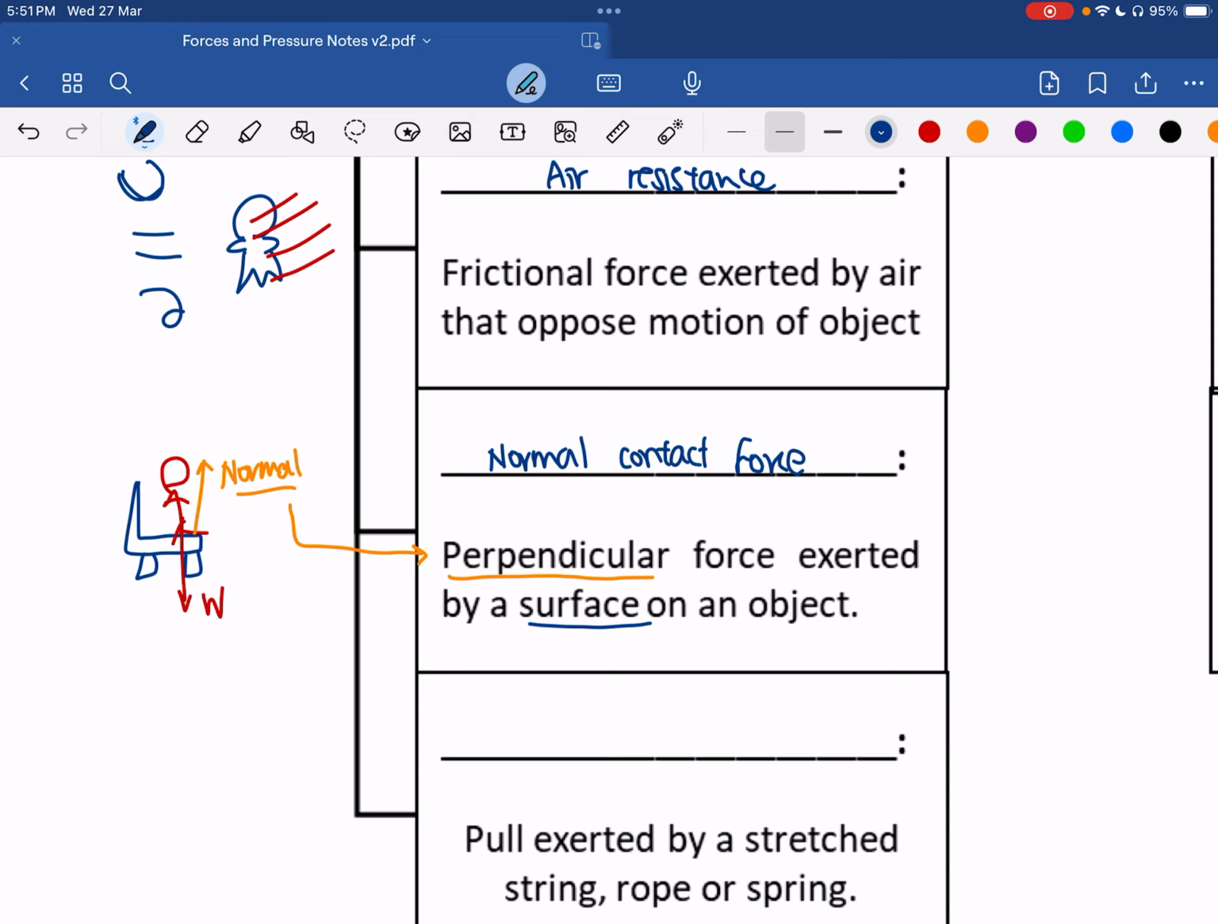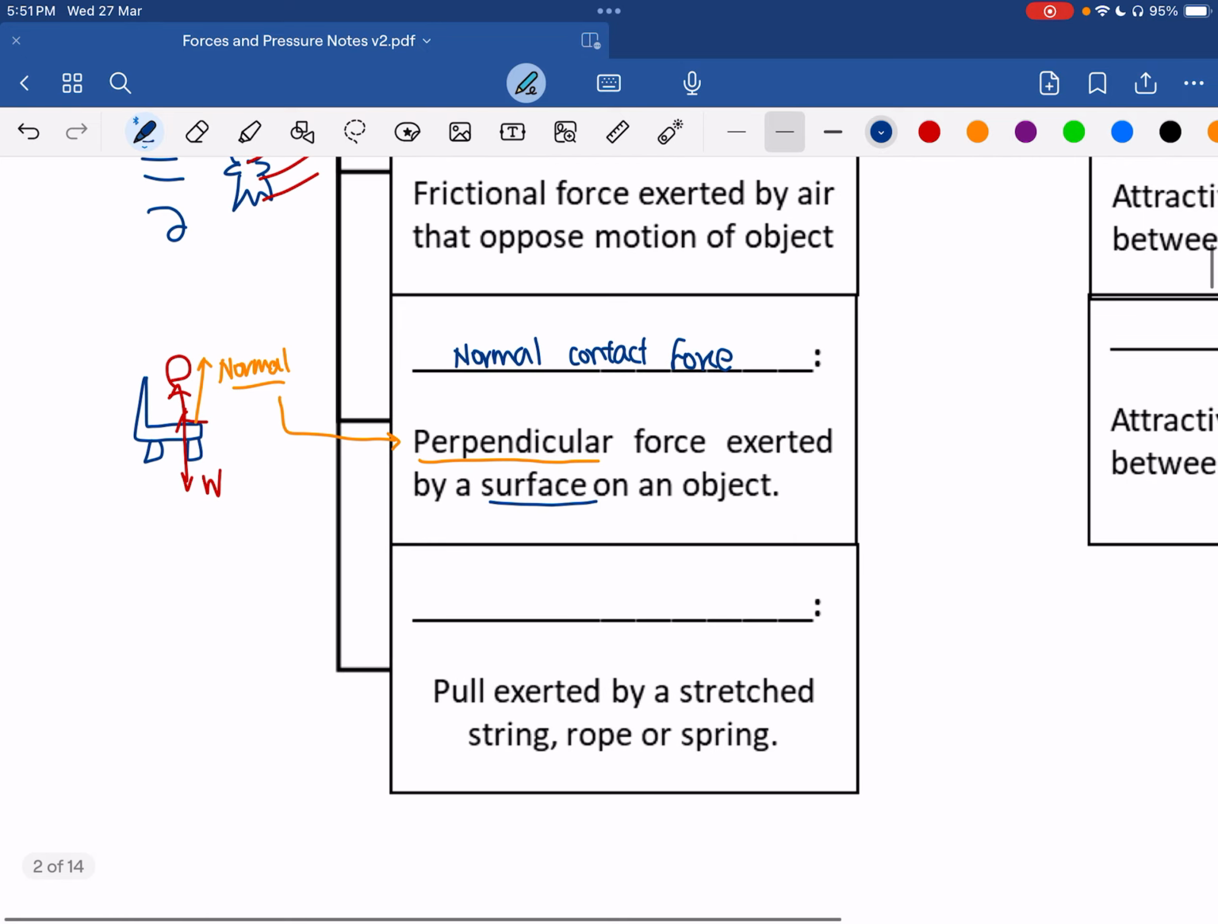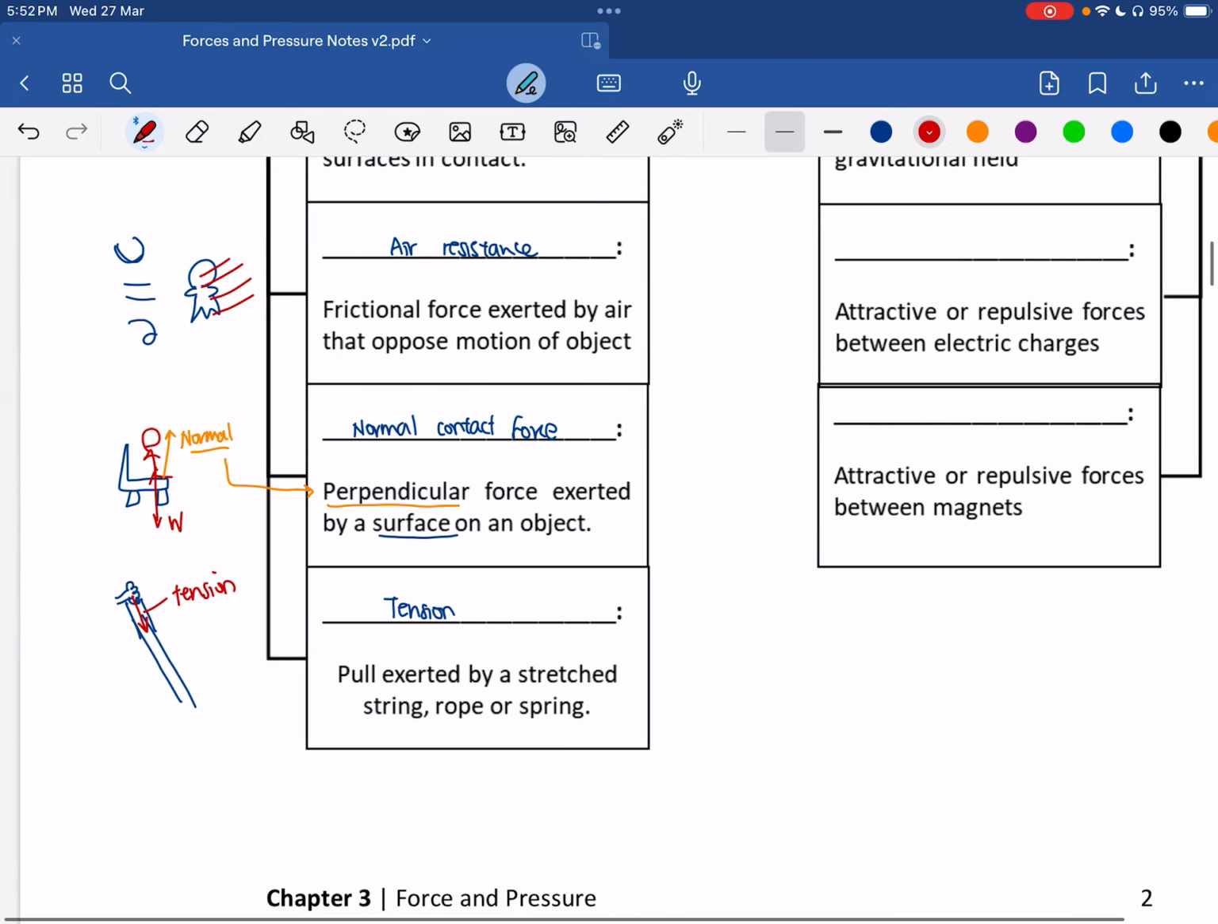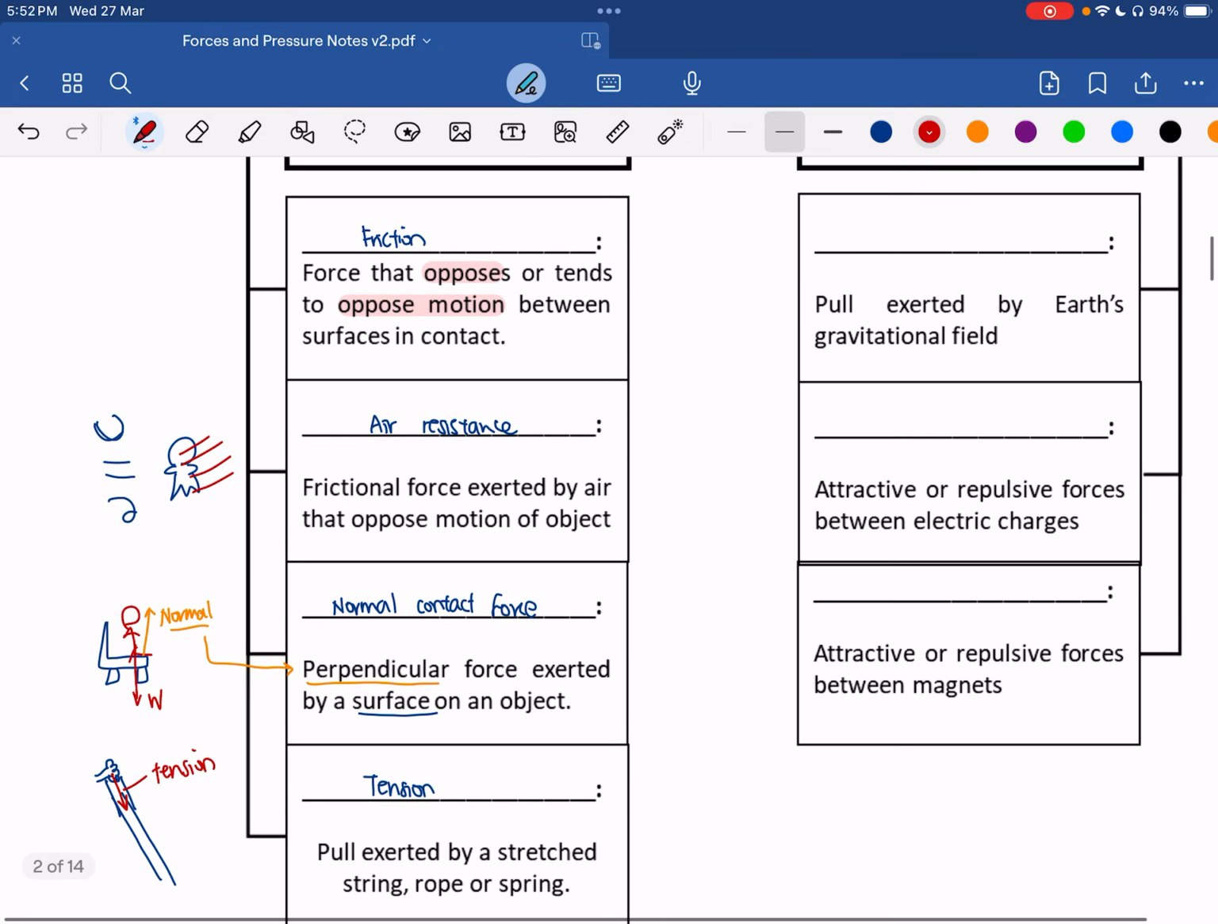Normal contact force. The last one is called tension, which is the force you get when you pull a string. When you pull a string, you will experience a pull by the string. This pull is called the tension.